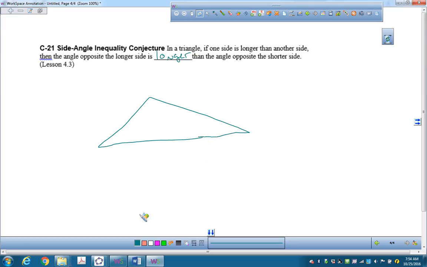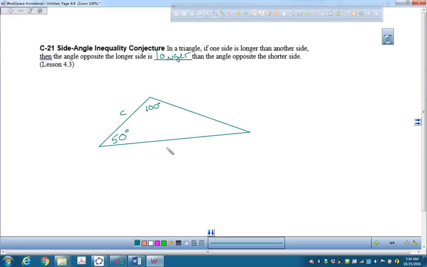So say I have this, okay? And I write in these angles. Say I know that this is 100 degrees. And say I know that this is 50 degrees. And say I know that this is side C, this is side B, and this is side A.